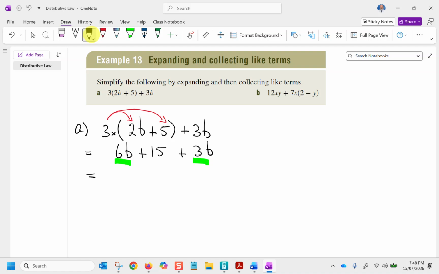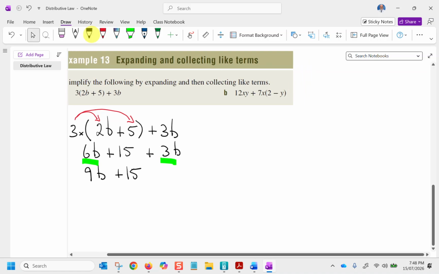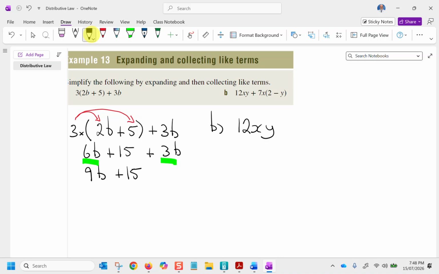Now 6 of those added to 3 more of those is a total of 9b, and I still have the number 15. Now I can't add the 15 because that's a pure number, but this is a pronumeral with b, so that's where I stop. For part B, this time we have 12xy plus 7x outside the bracket 2 minus y.